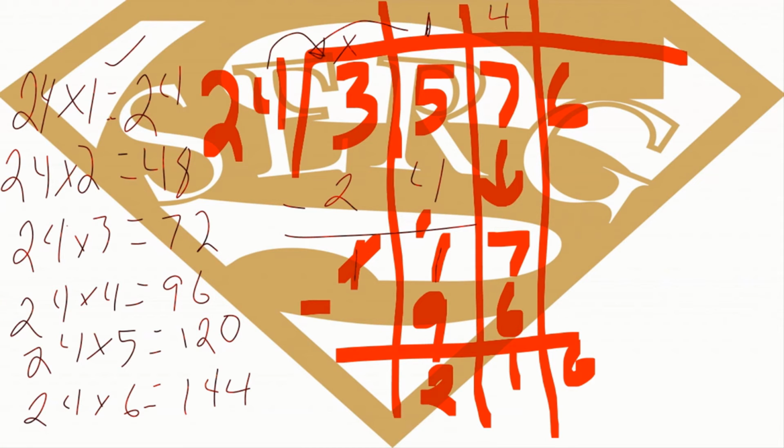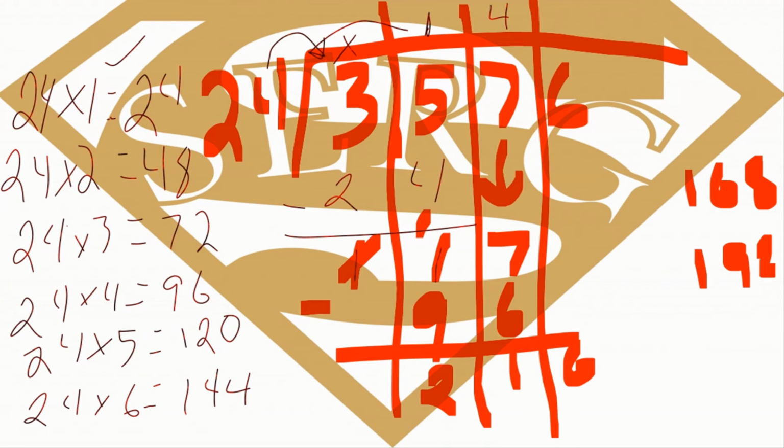Bam. We ran out of multiples, so since we stopped at 144, let's try to figure out what multiples we need, right? So 24 times 7 is 168. I'm going to put it over here, 168. 24 times 8 is 192.